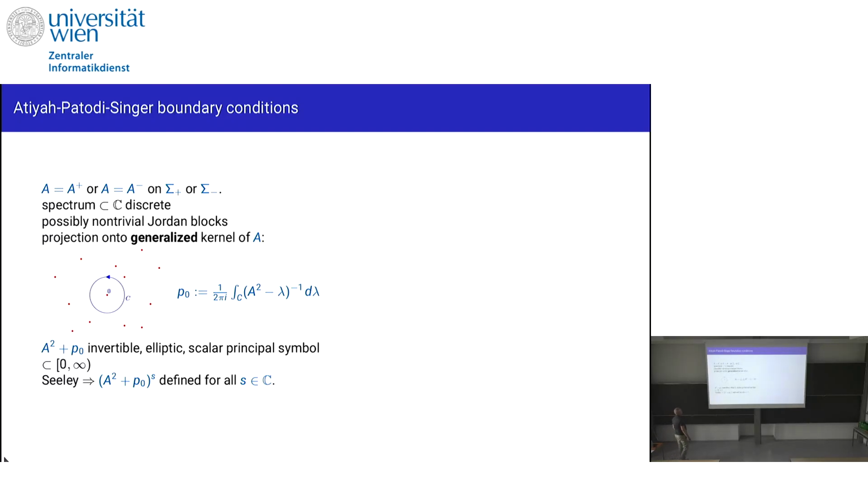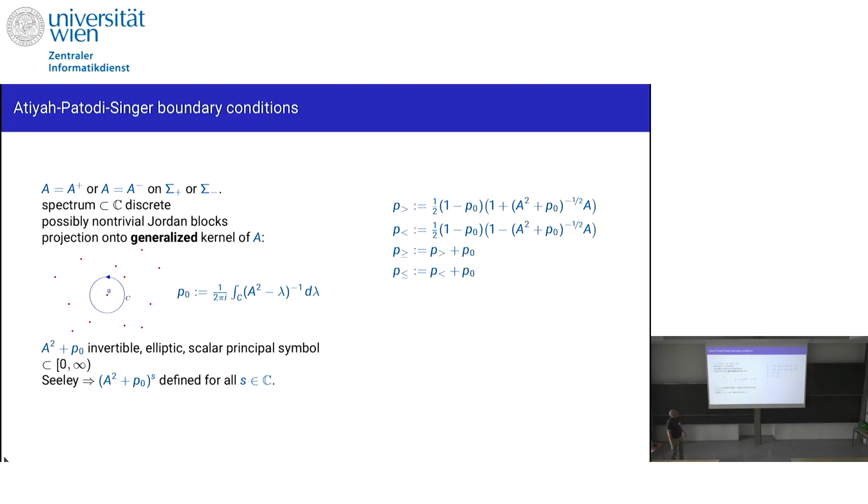Now, if we square the operator at this projection, then we get an invertible second-order elliptic operator on our closed manifold sigma, sigma plus or sigma minus, and this now has a scalar principal symbol in positive reals, and so by Seeley's work we can define the complex powers of these operators. So these are defined.